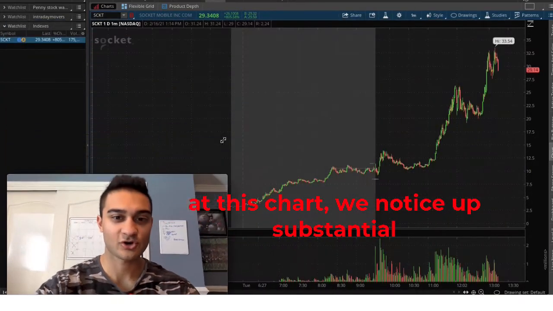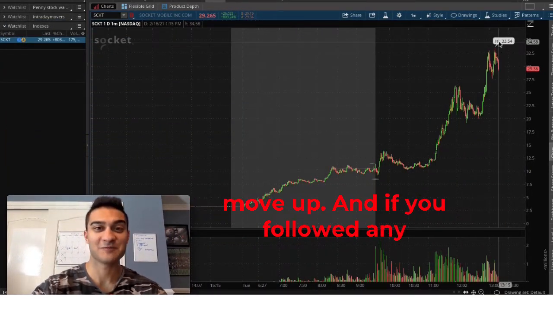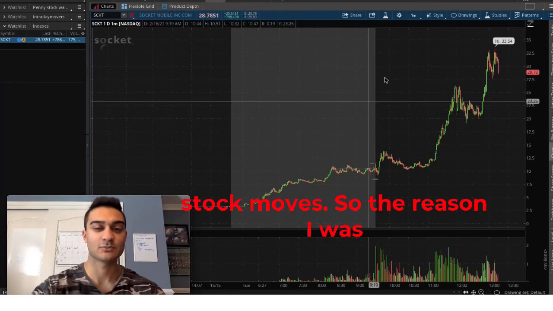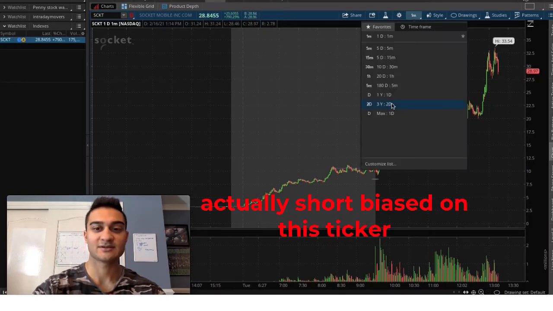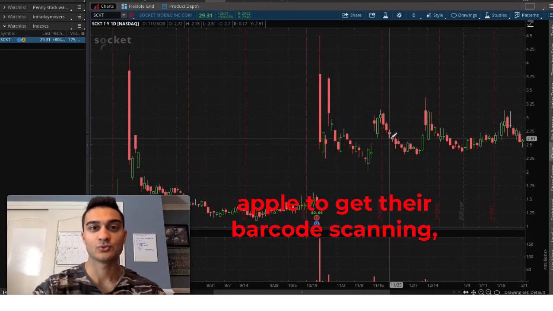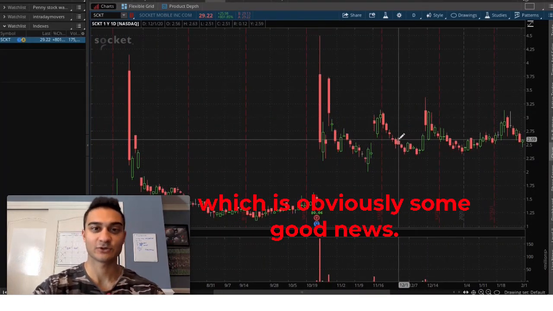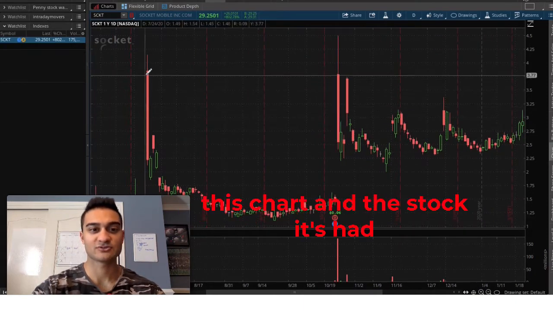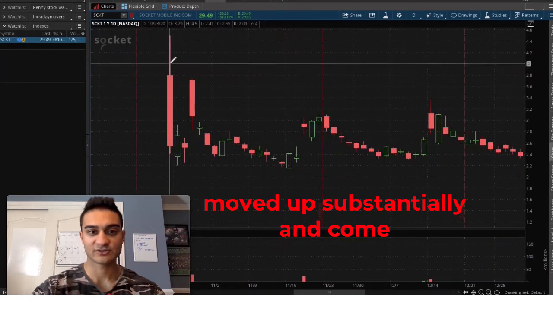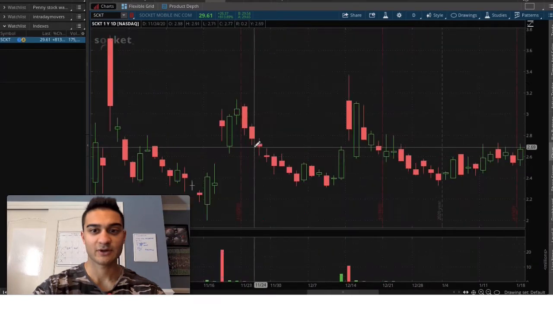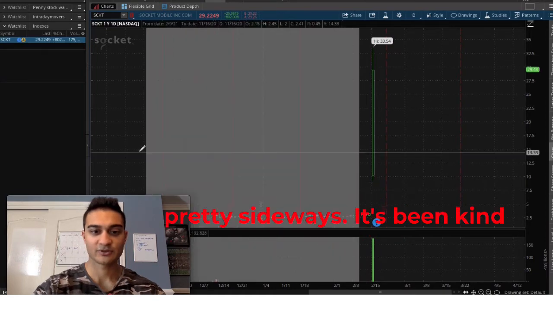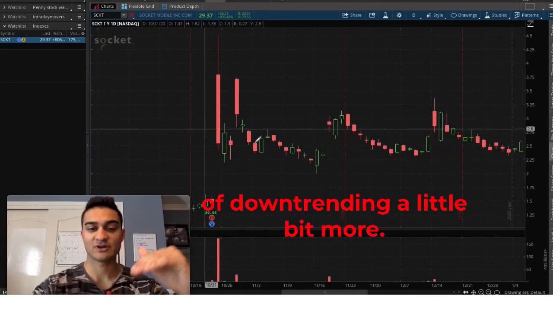So when we look at this chart, we notice a substantial move up. And if you've followed any of my recent videos, I've been mainly short biased on these penny stock moves. The reason I was short biased on this ticker, despite the news of signing with Apple to get their barcode scanning, which is obviously some good news, is that in the history of this chart and this stock, it's had days where it has moved up substantially and come back down to close weak. Every time this stock has not been moving, pretty sideways normally, it's been kind of downtrending a little bit more.